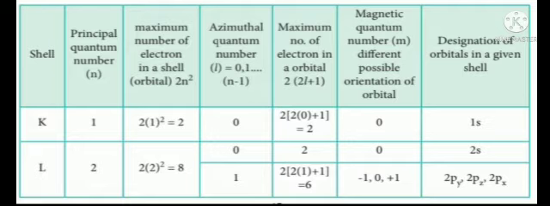In p orbital, it contains a maximum number of 6 electrons, in which the 2px orbital contains 2 electrons, the 2py orbital contains 2 electrons, the 2pz orbital contains 2 electrons. So totally, the maximum number of electrons present in p orbital is equal to 6.